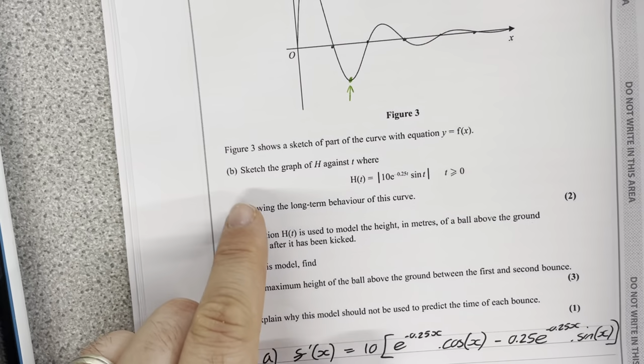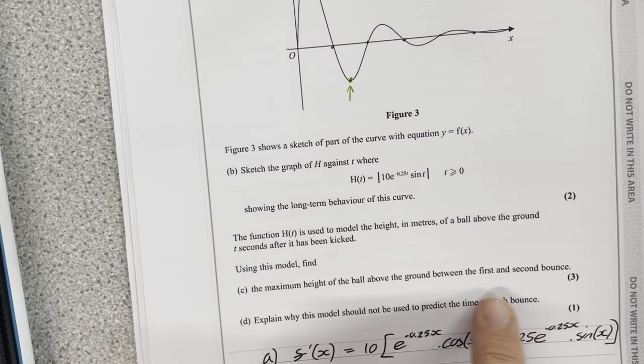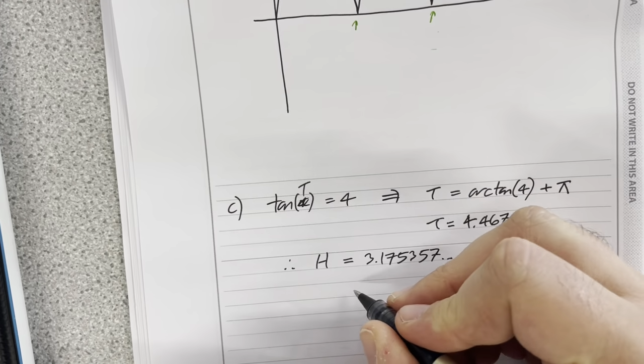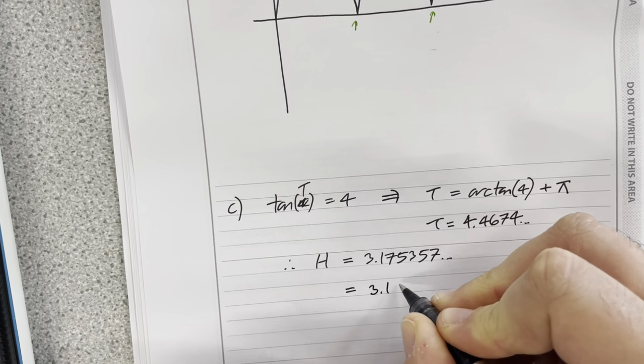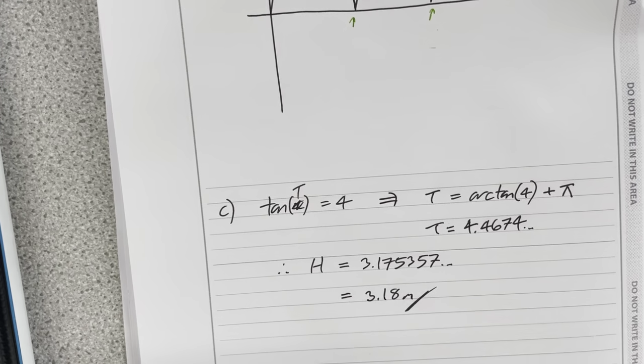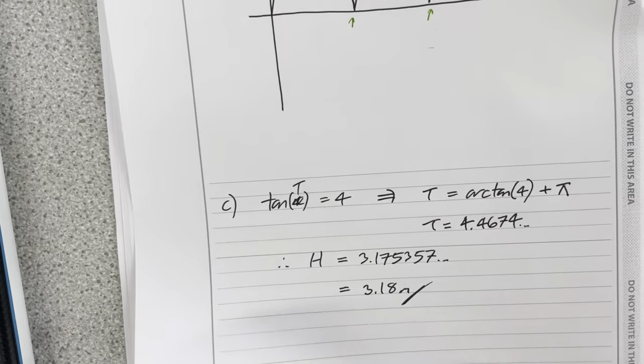And what does it say? It doesn't say a particular value, particular significance. So play it safe, 3 sig fig is a good answer. Say 3.18 meters will do. Okay, part D.